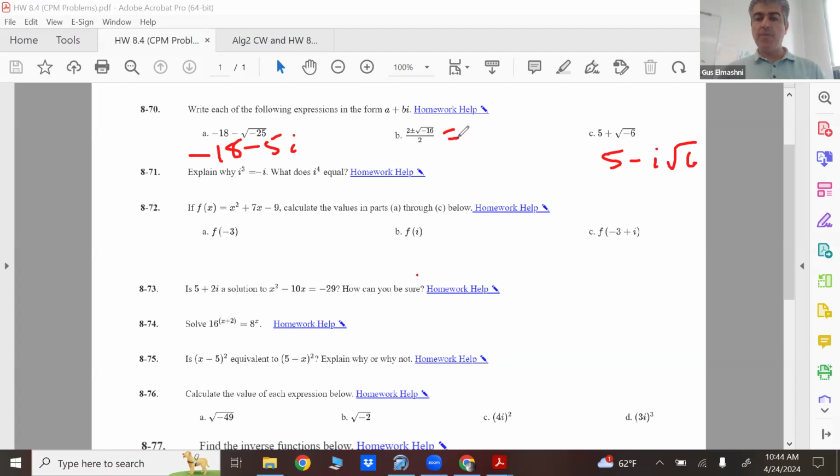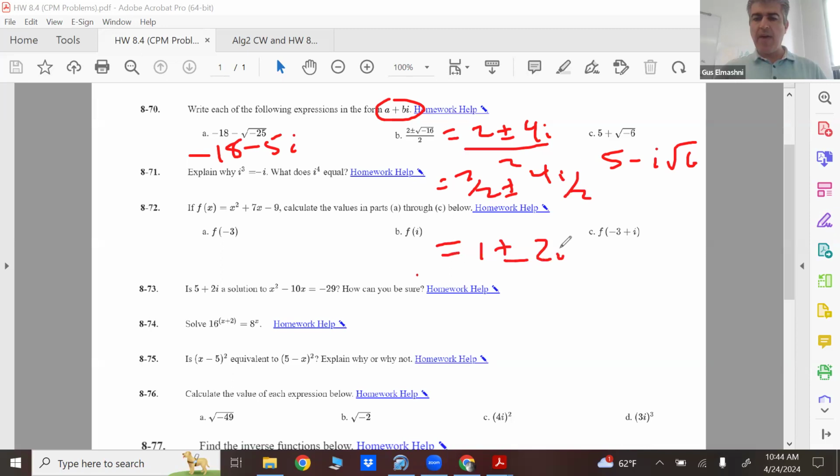And then for this one, what you want to do is simplify as much as you can. Because you're asked to write in a plus bi form, you really want to be very rigid about it. Like, okay, here's a and here's b. So I wouldn't leave it just like this for part b. I would actually do 2 over 2 plus or minus 4i over 2, and then continue breaking it down like this. And now you have it truly simplified.